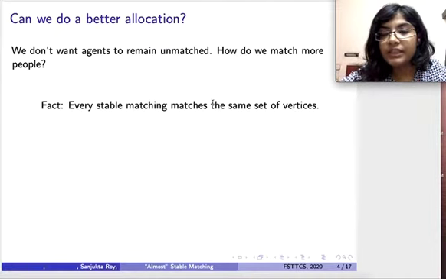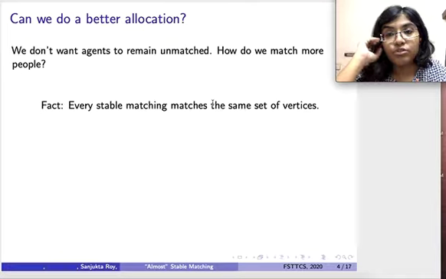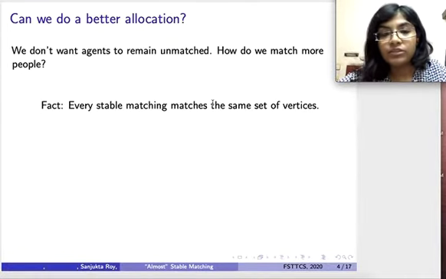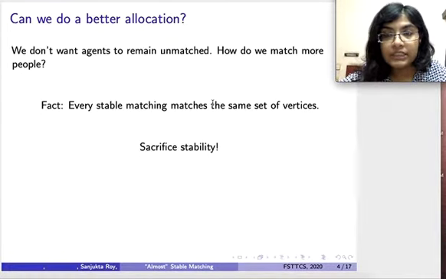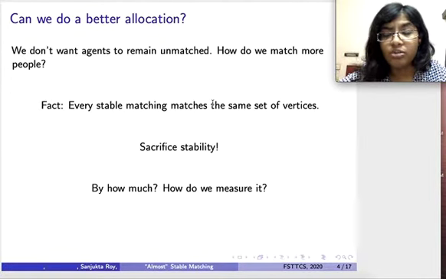So that means not only can we not increase the size, but we cannot match a different set of agents either. So what can we do here? Okay, we can sacrifice stability to increase the size, but by how much, and how do we measure the sacrifice? So how do we define stability?